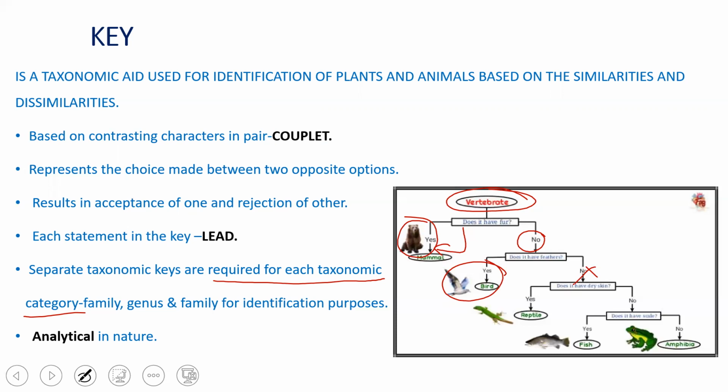So next question is, does it have dry skin? In case of reptiles, yes, it has dry skin. In case of the other group, it is no. Then no, under no category. So there are even other organisms which do not have dry skin, just like your fishes, they do not have dry skin, but they have scales which are present on them. So if scales are present, then we group them under fishes. If scales are not present, then we group them under amphibians.